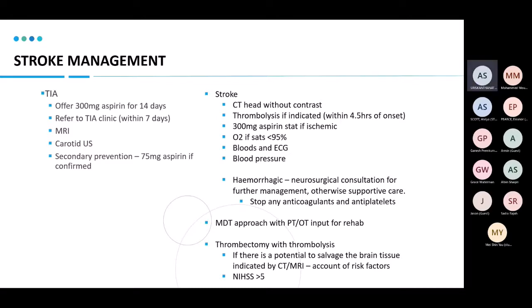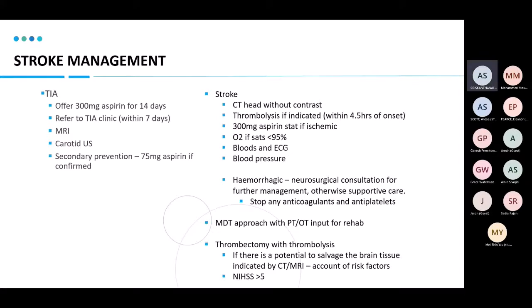And then with hemorrhagic stroke, as I mentioned, neurosurgical consultation, just to identify if it's conservative management or if they're going to surgically intervene. Stop anything that might be worsening the bleed, so any anticoagulants or antiplatelets. And then with ischemic, thrombectomy, thrombolysis is another thing, especially in younger patients. Might be indicated as well, just to try and remove the clot manually and try and salvage the brain tissue. But there's a lot of risk factors that you need to account for before you do that.